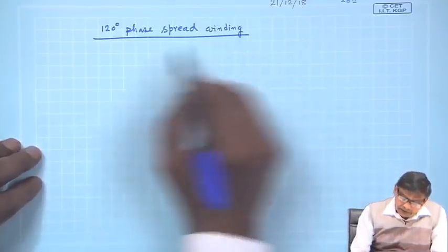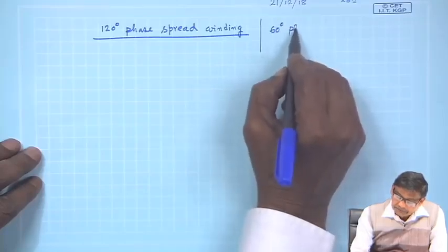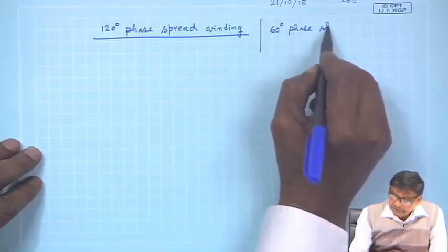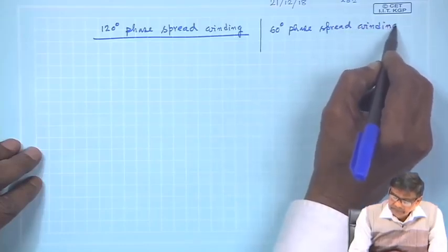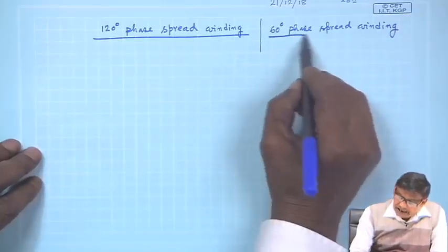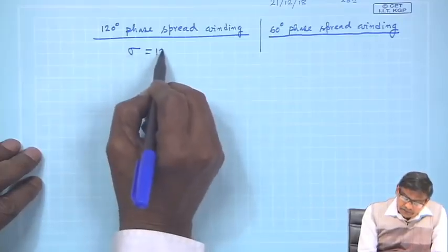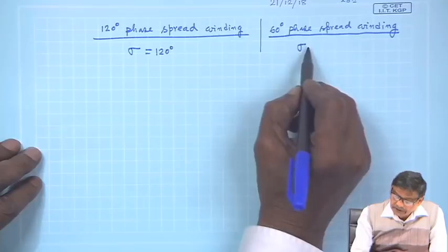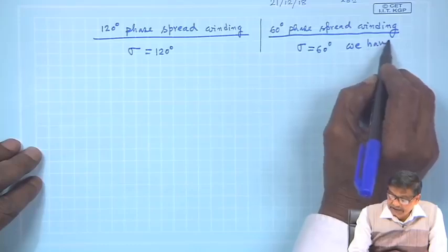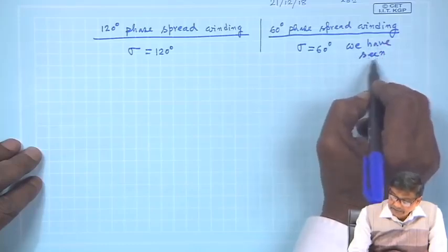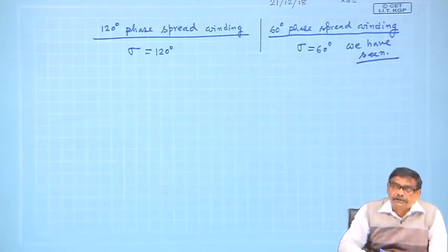See, what is the other thing we have studied? 60 degree phase spread winding. Generally, this phase spread angle is denoted by this letter sigma. Okay, sigma equal to 120 degree. Here it was sigma equal to 60 degree, and this we have done. We have seen this 60-degree phase winding. In fact, we have been doing all the time 60-degree phase winding.